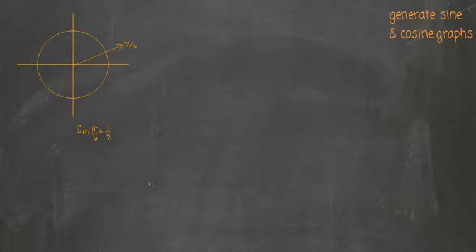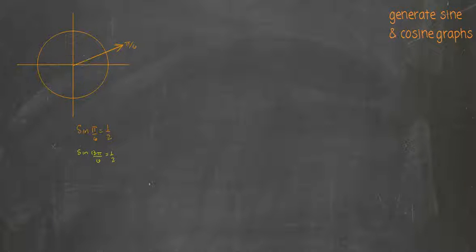But what happens if I want to look not at pi over 6, but at 13 pi over 6? So the sine of 13 pi over 6 equals 1/2. But how would I know which angle I'm dealing with? They're coterminal, they end up in the exact same place, but they're distinctively different angles.